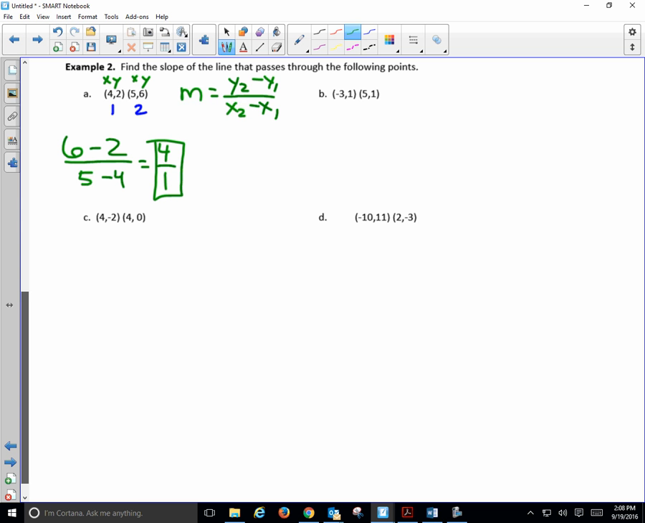Y sub 2 minus y sub 1, over 5 minus negative 3. What do you get? It's plus 3 on the bottom, so we get 0 on top and 8 on the bottom. If 0 is on top, is the answer 0 or is it undefined? Let's try it. 8 on the outside, 0 on the inside. How many 8s can you add up before you get to 0? You can't do any of them, so the answer is 0.